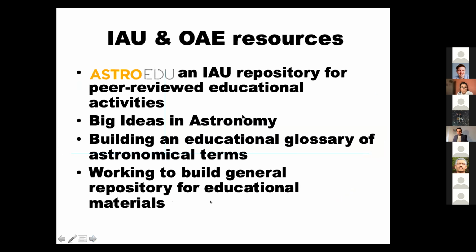So what we're building at the IAU OAE is to take over a couple of projects. So astroEDU is an IAU repository for peer-reviewed educational activities. We've taken over the management of a large part of that, although the previous people who ran this stay in place as the editorial advisory board. Same with the Big Ideas in Astronomy. Big Ideas in Astronomy is basically stripping down astronomy concepts to a series of very big general ideas with a series of sub-ideas as a way of explaining this to the general public. And we're also building a series of other resources, including a glossary of astronomical terms for educational purposes. And hopefully we're going to be involved with repositories for educational materials as well.